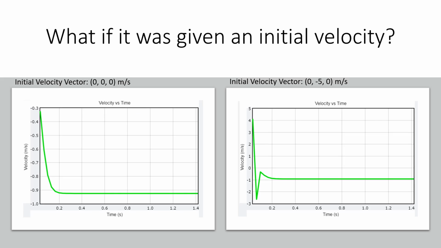In the computational model, the terminal velocity can be determined to be negative 0.9249 meters per second. I changed the initial velocity in this program to be 5 meters per second in the downward direction, and the final terminal velocity was still negative 0.9249 meters per second. The velocity versus time graphs of these models can be seen here.